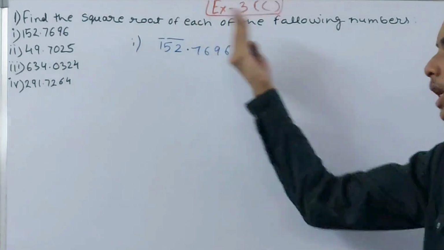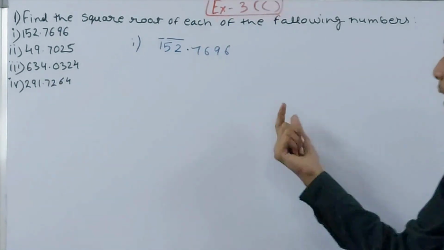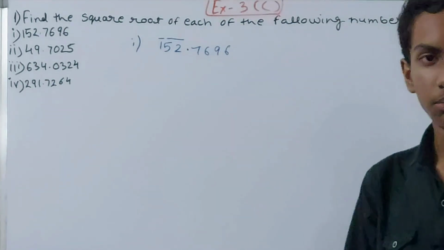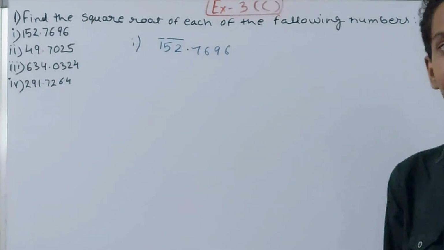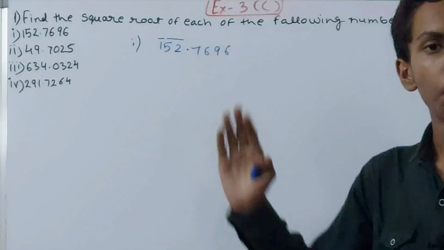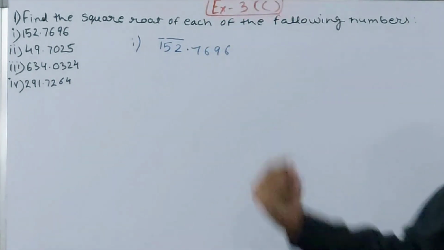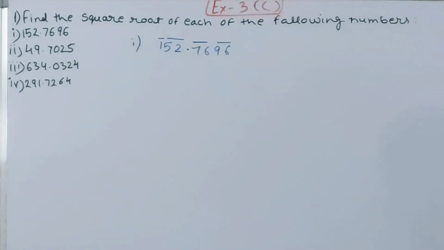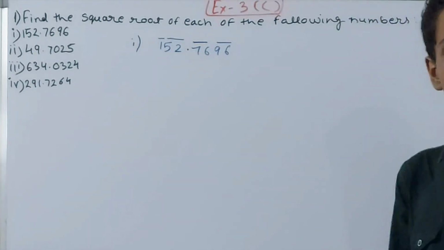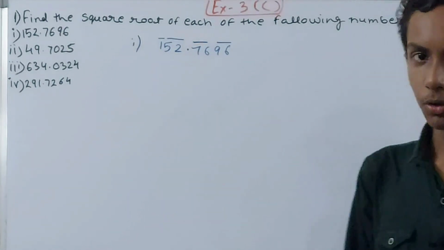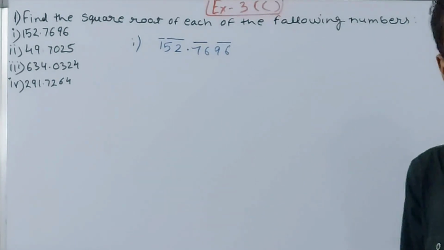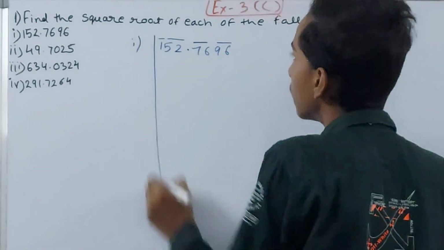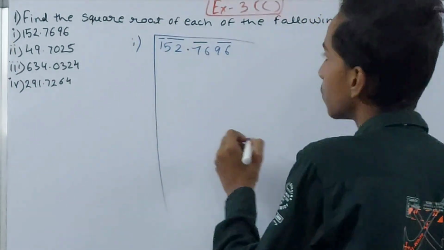Now come to the right side of the decimal point, where we have 7696. Again make pairs of the numbers, but this time the direction will not be from right to left, but from left to right. So we get 2 pairs. The rest of the process is the same. One more thing that is new is that you have to put the decimal point in the square root, which I'll tell you later on. So let's quickly find the square roots.